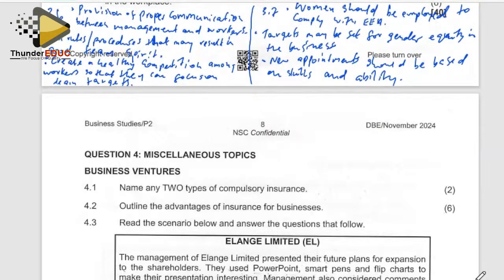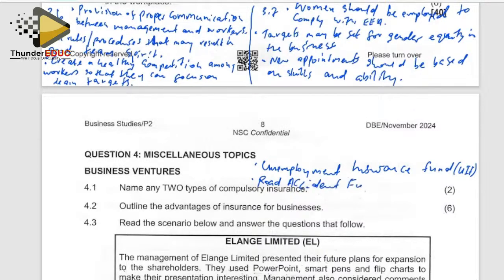Name any 2 types of compulsory insurance. These 2 types of compulsory insurance: we have the Unemployment Insurance Fund, which is UIF, and also you have the Road Accident Fund, which is RAF. So now you're saying that this is the Unemployment Insurance Fund. And you also have the Road Accident Fund, which is RAF.